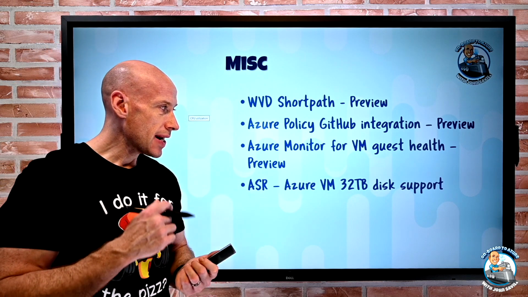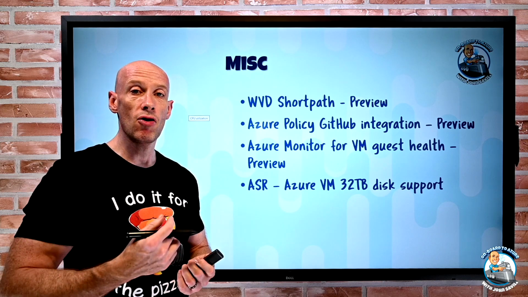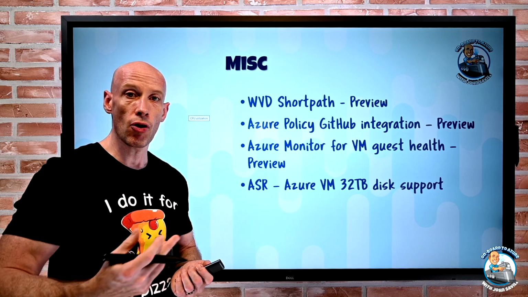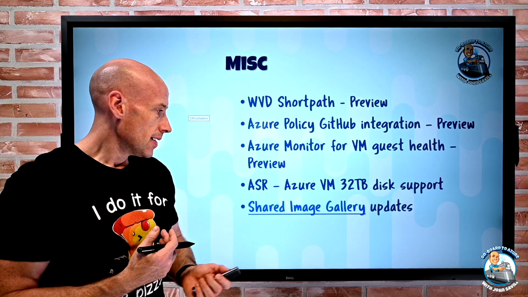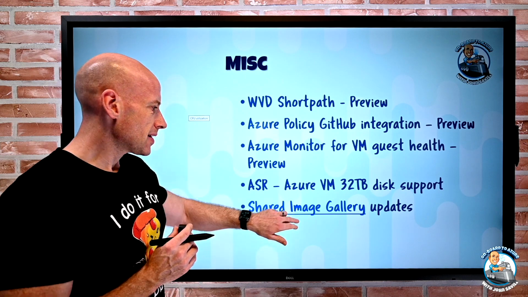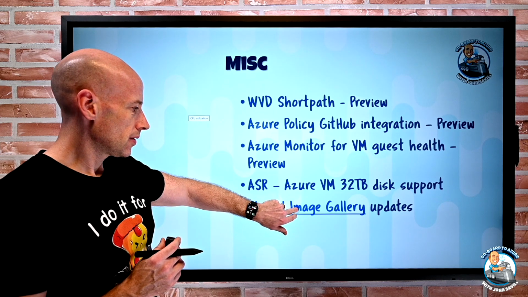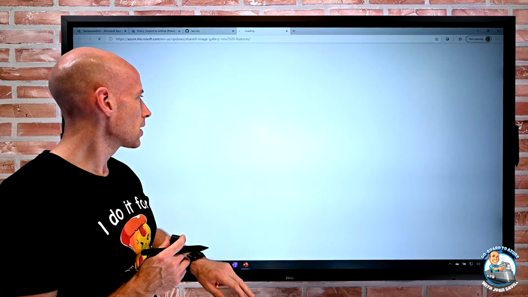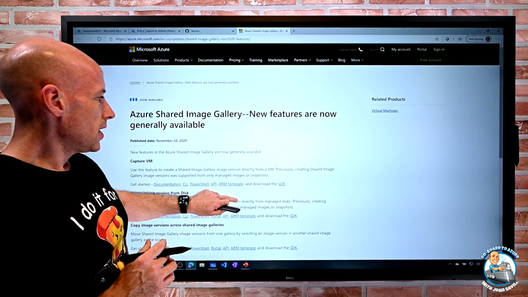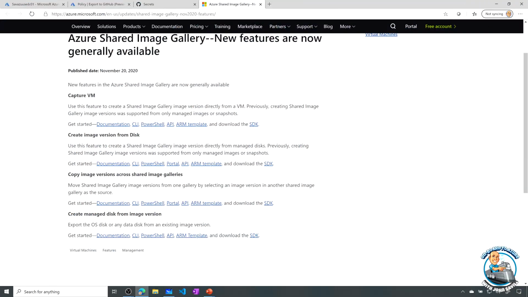Azure Site Recovery now has support for 32 terabyte disks that I'm replicating from Azure. And then the shared image gallery has a bunch of different updates. Let's see if I can get this to open. Always good fun. There we go. So here, if we just jump over to this quickly, all these are around now more direct integration with the gallery.